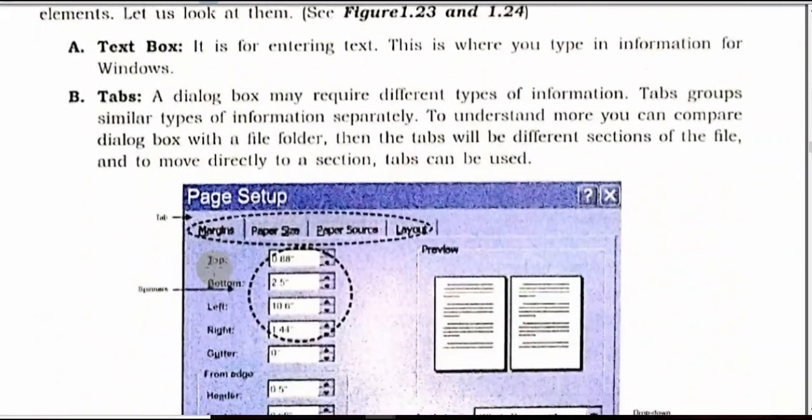Next, a dialog box can be of many types. The next one is the text box. What is actually a text box? Let me show you an example of a text box. It is for entering text, where you can write your information. So students, please pay attention closely.